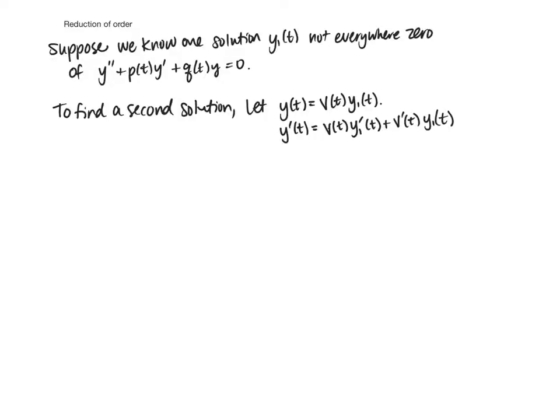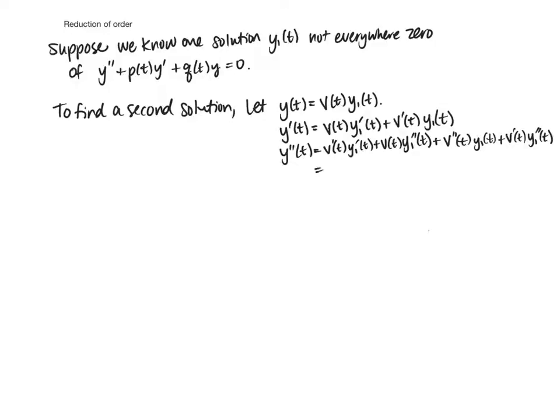And then I do y double prime of t. Let's see, what will I get? I'll have to do product rule twice. So I'll get v prime of t, y1 prime of t, plus v of t, y1 double prime of t, plus v double prime of t, y1 of t, plus v prime of t, y1 prime of t. Okay, so I can reduce that.